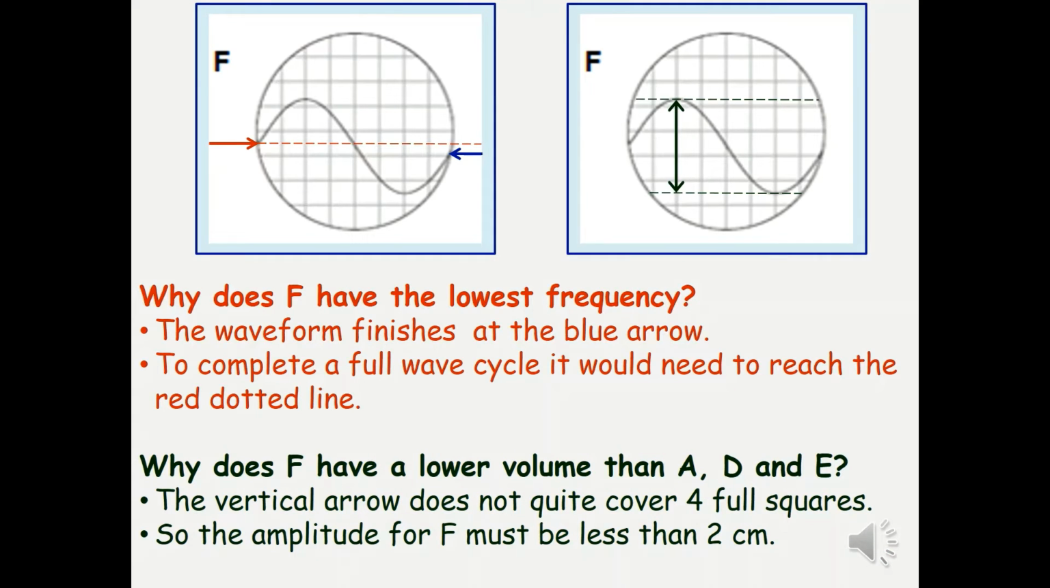You may be wondering, why does F have the lowest frequency? Now the waveform finishes at the blue arrow. To complete a full wave cycle, it would need to reach the red dotted line. Now, of course, F has a lower volume than A, D, and E because the vertical arrows do not quite cover 4 full squares. So the amplitude for F must be less than 2 centimeters.